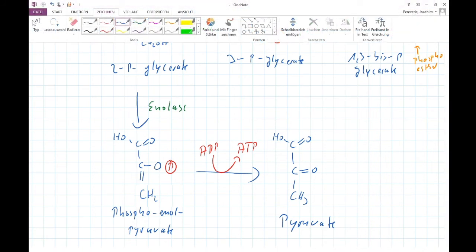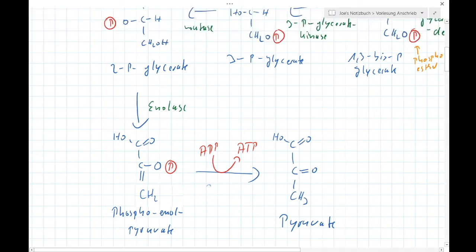Now, the enzyme catalyzing this step is also named after the reverse reaction. The reverse reaction is, of course, a phosphorylation. So this is pyruvate kinase. The name comes from the reverse reaction. Interestingly, this is an irreversible reaction, so the reverse reaction cannot happen. So this enzyme has been named after a reaction which cannot happen, but nevertheless, that makes our life easier, because otherwise the name would be very complicated.